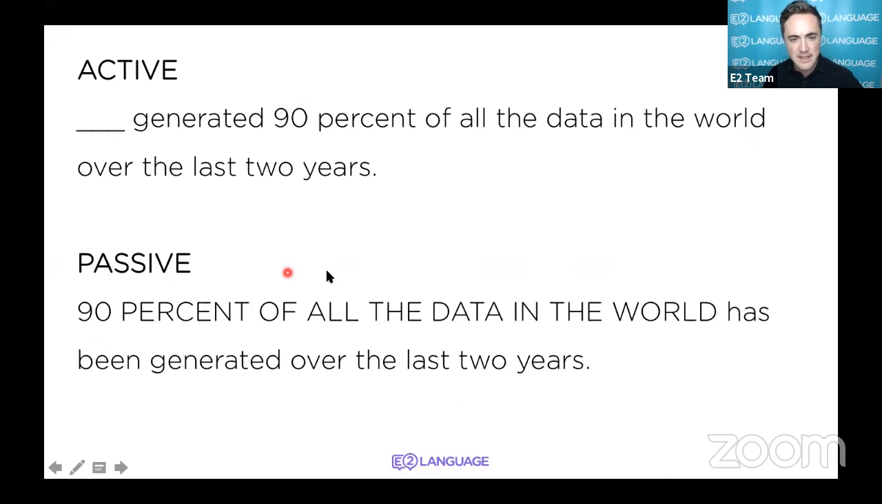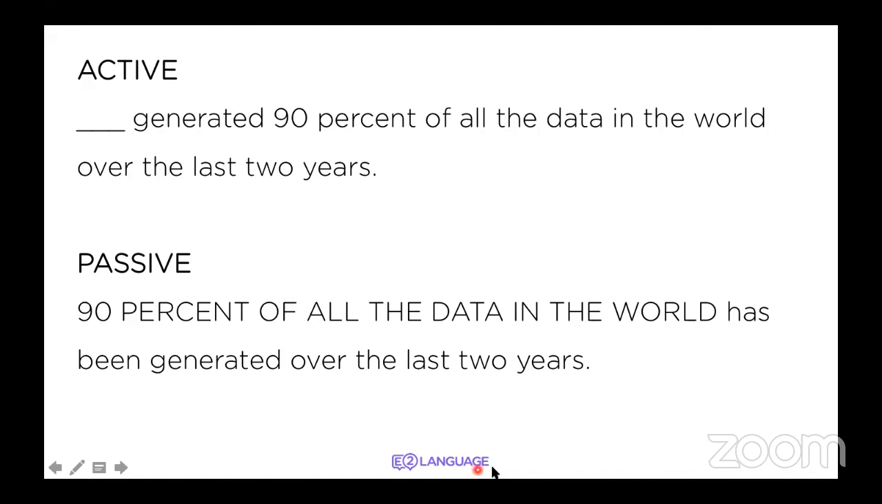This is the passive sentence. This is the good sentence. Correct. They're both correct, but who's missing? Who's missing? Type into the chat. You can just guess. There's no right or wrong answer.